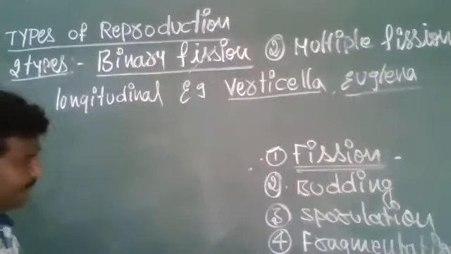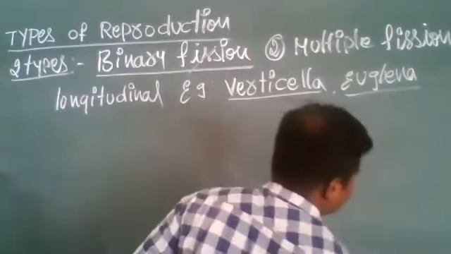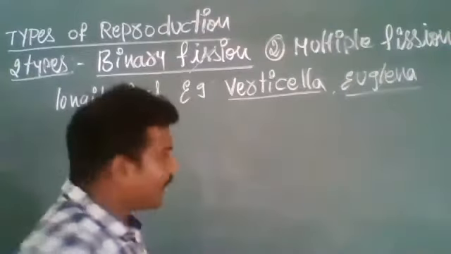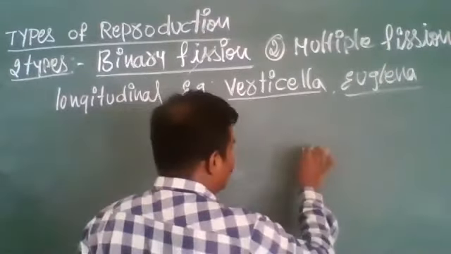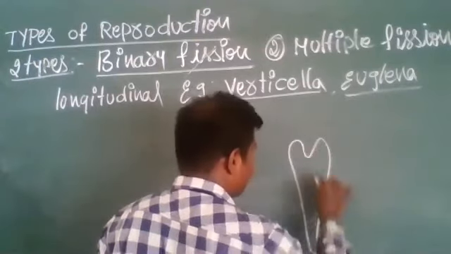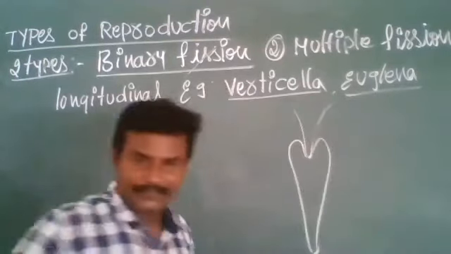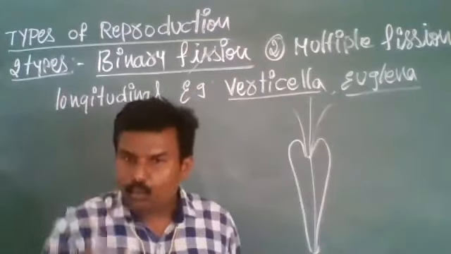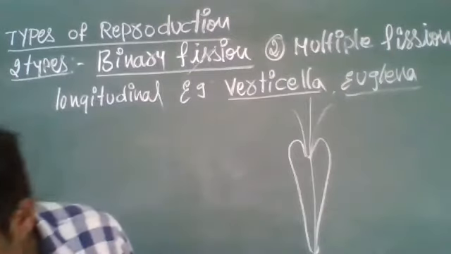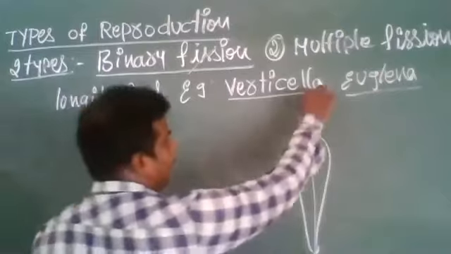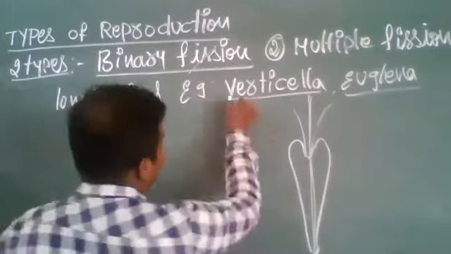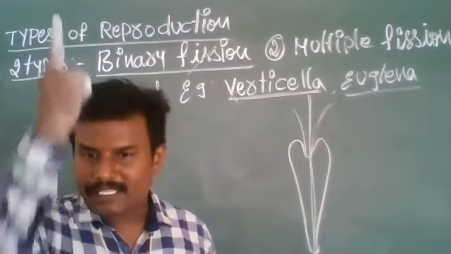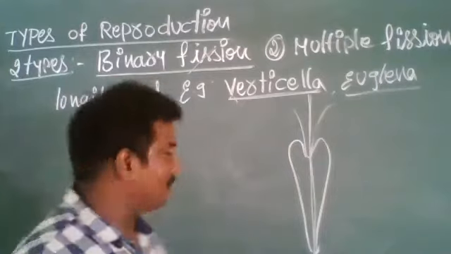So longitudinal. What is longitudinal? Longitudinal means vertical. For example, Vorticella and Euglena. In Euglena, the parental body is divided into two parts in the vertical direction, longitudinally, like this way. As in Vorticella and Euglena, the binary fission takes place in the vertical, longitudinal direction.